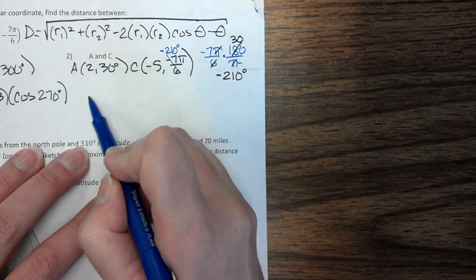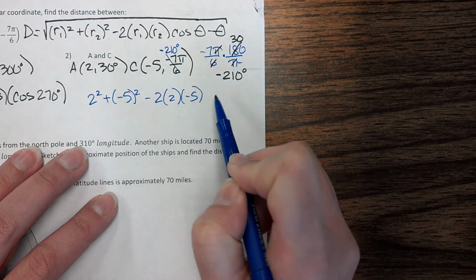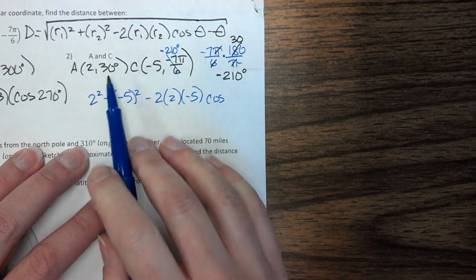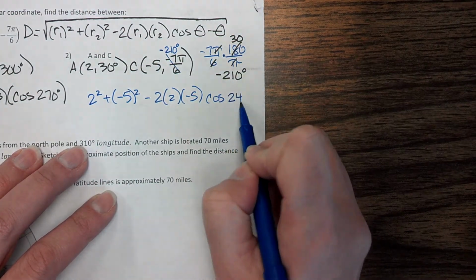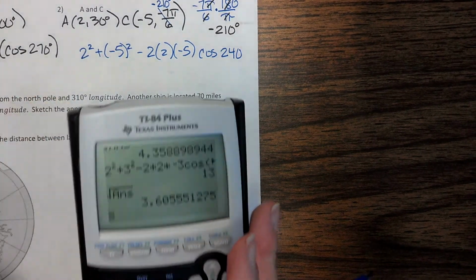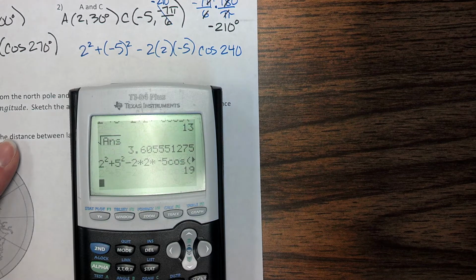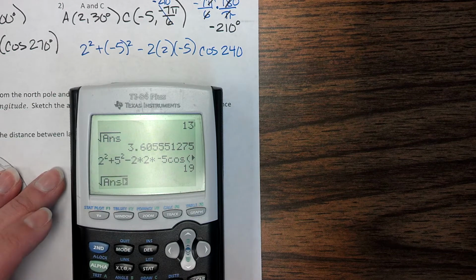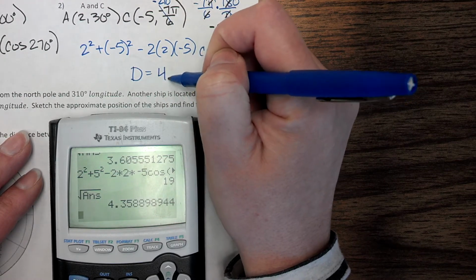Alright, so let's plug everything in. 2 squared plus negative 5 squared minus 2 times negative 5 times the cosine of, let's see, bigger angle minus smaller angle. So 30 minus a negative 210 is going to give me a positive 240. Alright, let's just type all that in. Let's square root that. Oh, same as the other side. So that means our answer for the distance is 4.4.